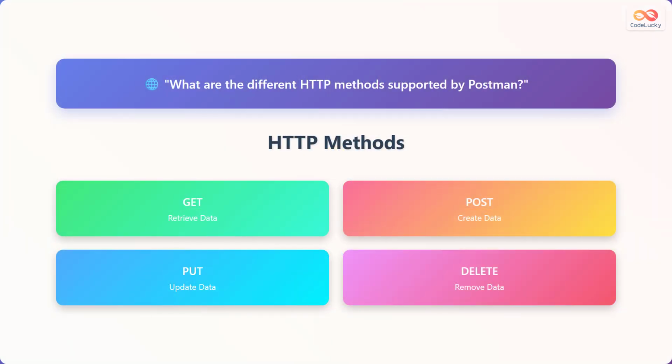Understanding HTTP methods is crucial for API testing. Postman supports all standard HTTP methods, with the four most commonly used being GET, POST, PUT, and DELETE. GET requests are used to retrieve data from a server without making any changes. POST requests create new resources or submit data to be processed. PUT requests update existing resources by replacing them entirely with new data. DELETE requests remove specified resources from the server. Each method serves a specific purpose in RESTful API design, and knowing when to use each one demonstrates your understanding of proper API communication patterns.